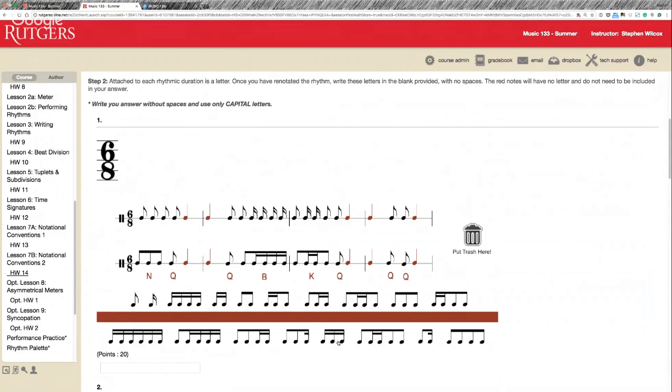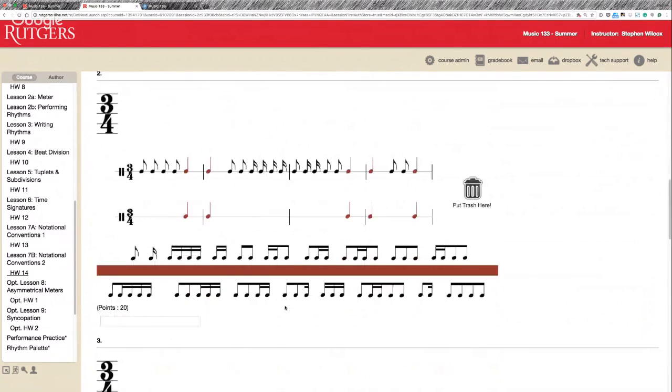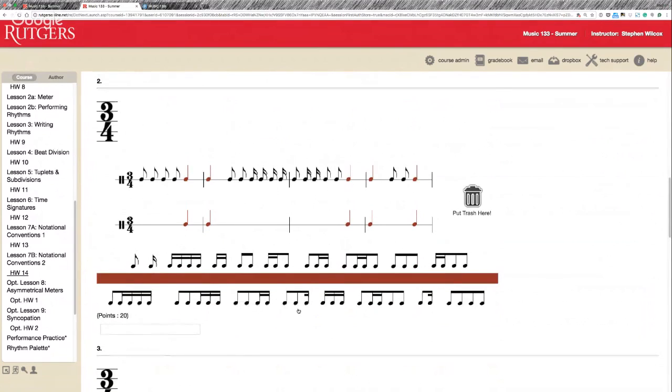1, 2, 3 to make the second half of the bar. Let's do another one. Now 3, 4, this is different, right? This is triple. We need 3 divisions of the bar. So we're going to divide the bar into 3 beats. So we have the same number of 8th notes, but we have only 3 beats. So instead of 6 divided by 3 is 2, we have 3.